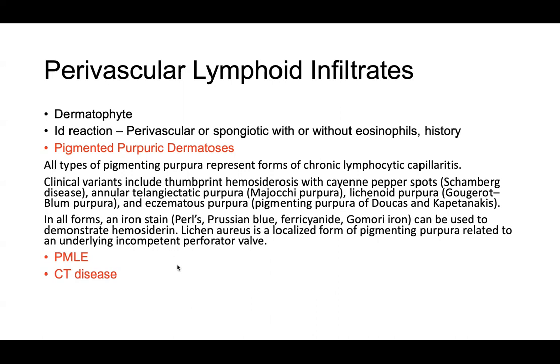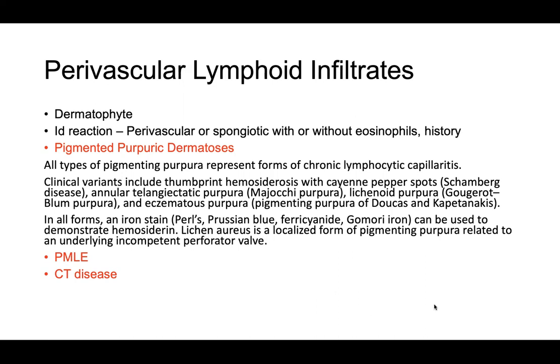In all forms of pigmented purpuric dermatosis, an iron stain, which is also known as Perls' stain or Prussian blue, ferrocyanide or Gomori iron, can be used to demonstrate hemosiderin as opposed to melanin. So iron stain highlights hemosiderin and turns it blue. Lichen aureus is a localized form of pigmented purpura related to an underlying incompetent perforator valve.